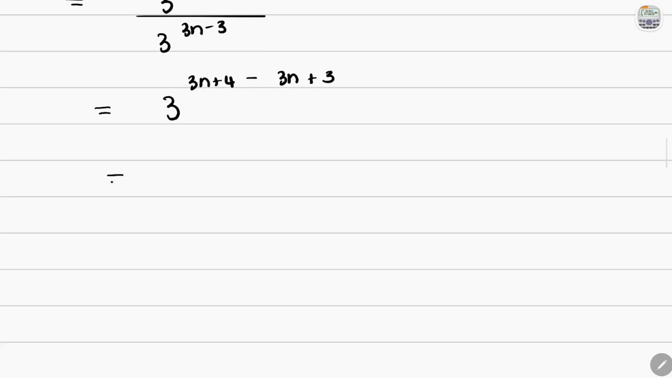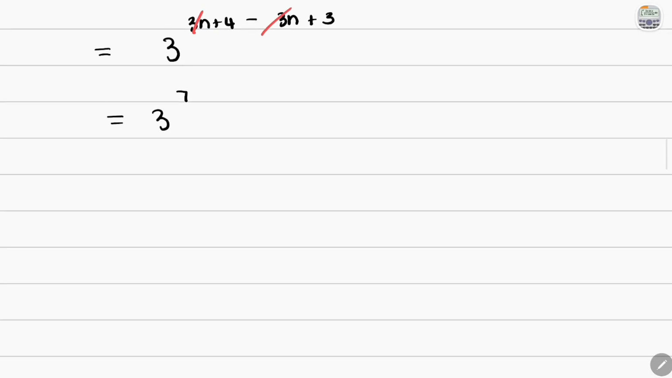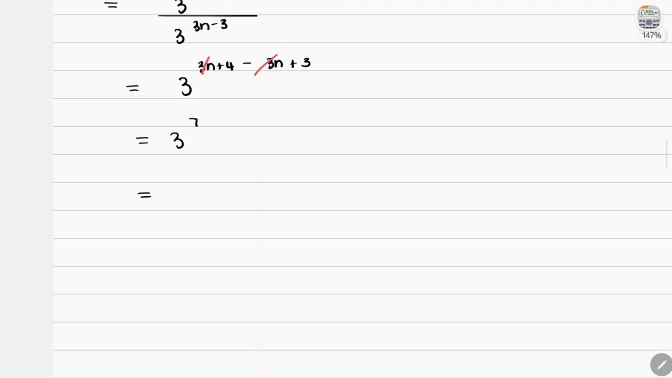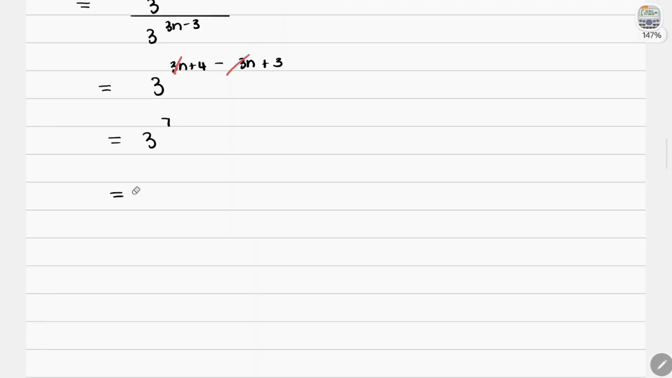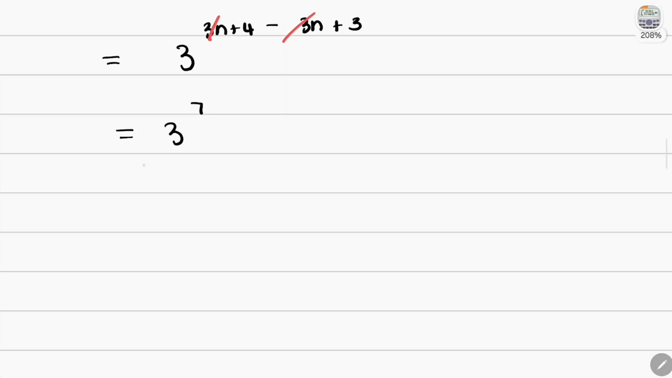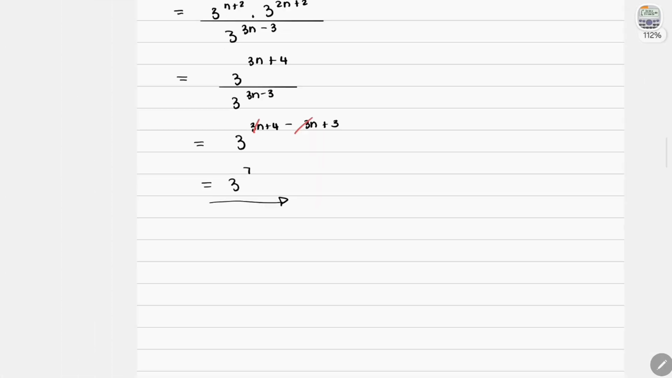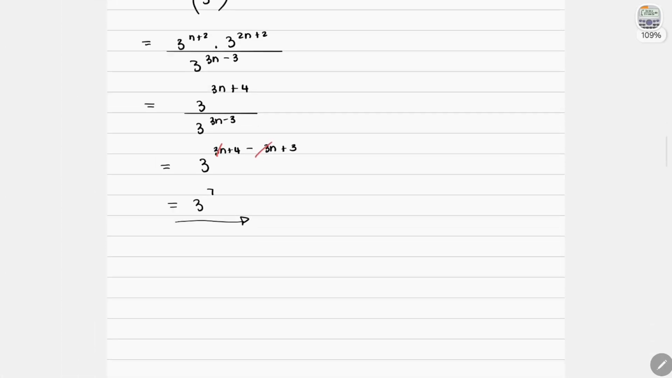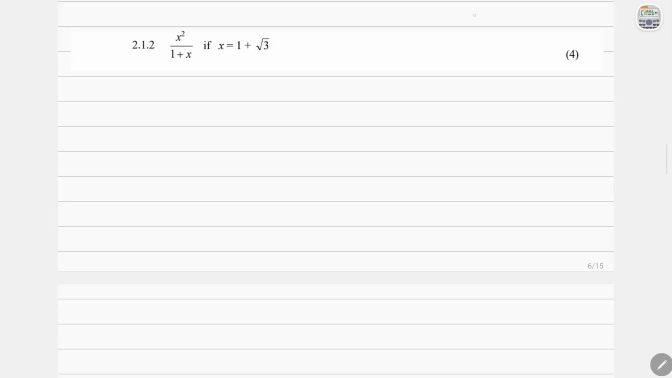So this is 3 raised to the power of 3n, and negative 3n would cancel, and you have 4 plus 3, which is 7. And this is our answer. You can write 3 to the power of 7 out using your calculator, but they did say without the use of a calculator. So this is probably where they want you to stop. And that is your answer. Moving on to the next question.